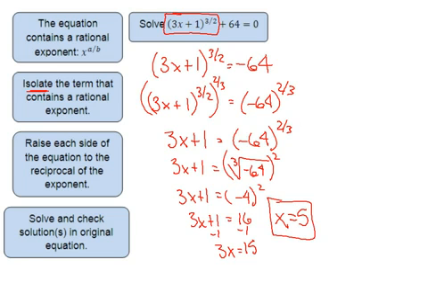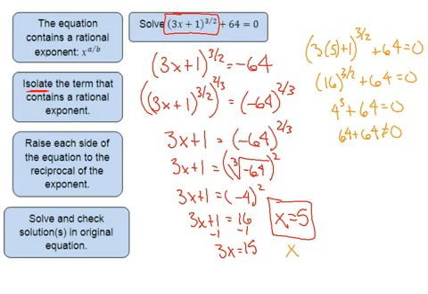Alright, so I continued my algebra. The left side stayed the same. The right side, just like I showed you in the very first slide, if we have negative 64 to the 2/3, I can change that to the cubed root of negative 64 squared. The cubed root of negative 64 is just negative 4, so now we have negative 4 squared. And remember to do that inside your parentheses. You get a positive 16, and then it's just solving a linear equation. You get x is equal to 5.